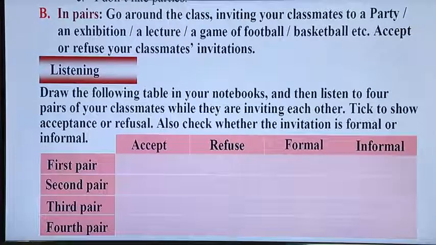You don't have any partner, so I have prepared some listening for you. Listen carefully and try to tick and complete the chart. Just see the book.